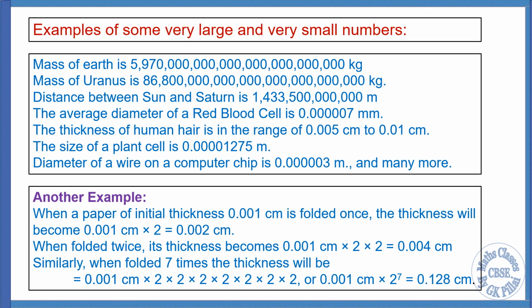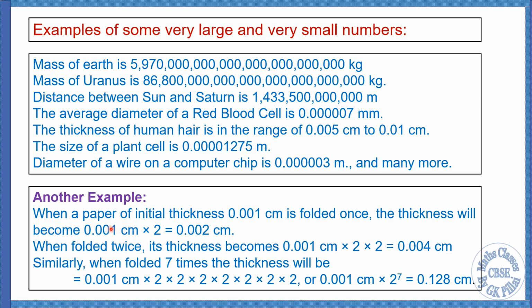Here you will find examples of very large as well as very small numbers. These are very large numbers and these are very small numbers. I am not going to read them. Mass of Earth, mass of Uranus, distance between Sun and Saturn, and many other things. These are concerning geography and these are concerning science. The size of the diameter of a red blood cell, the size of a plant cell, and many other numbers.